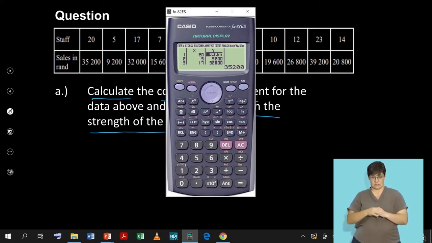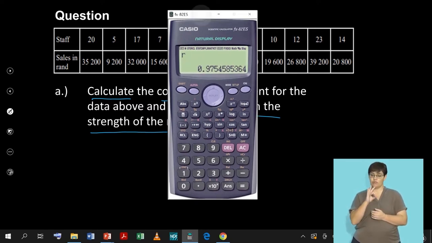After that, we say AC. AC does what? Stores the data. Are we together? Then shift 1. Then we select regression 7. Then we want what? We want R, which is 3. Put 3 there. Equal. Let me round my correlation to 3 decimal places. Any instruction like that is very important.